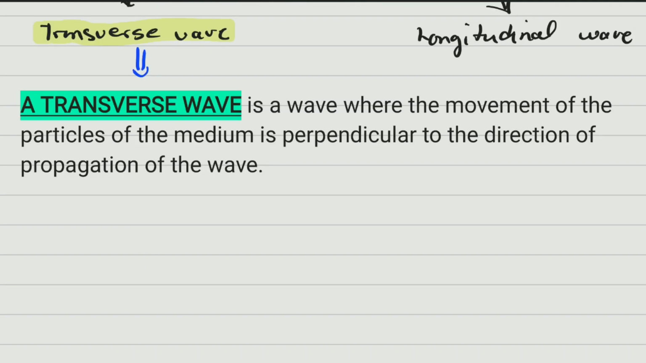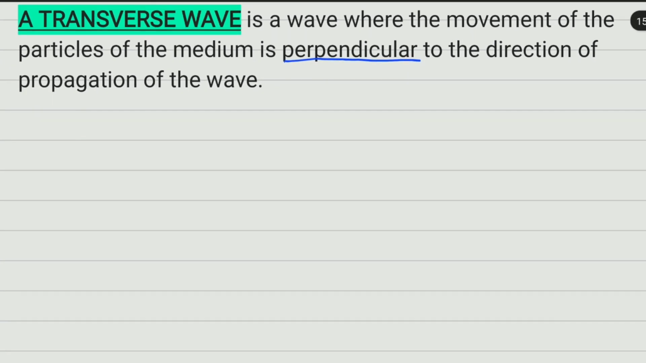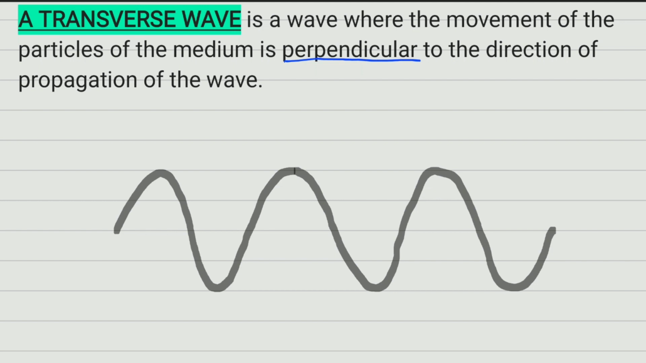So, what is a transverse wave? A transverse wave is a wave where the movement of the particles of the medium is perpendicular to the direction of propagation of the wave, the same as we did when we defined pulses. For example, this drawing represents a transverse wave, and obviously, the transverse wave is made up of particles. We did the same previously with pulses. So let's draw some particles on this transverse wave. Those dots represent some particles on the wave.